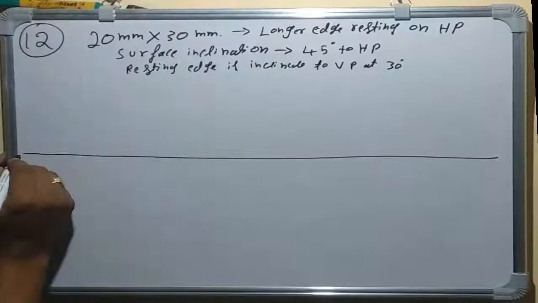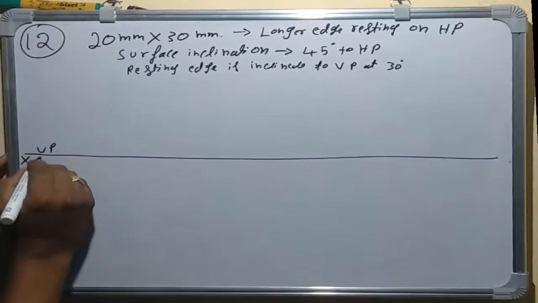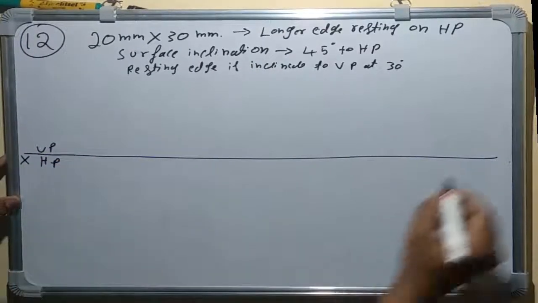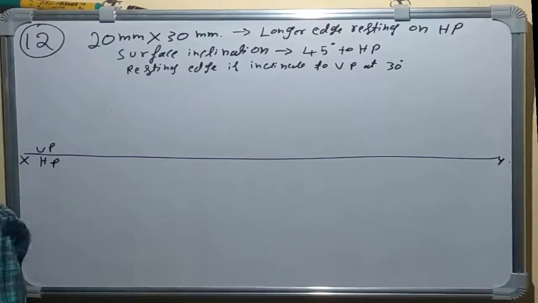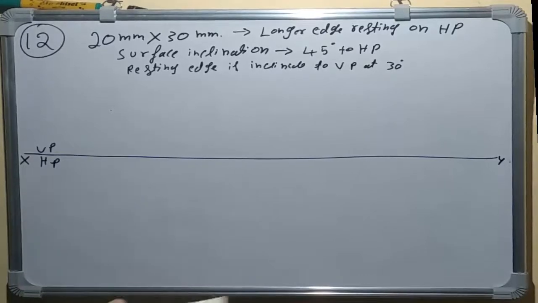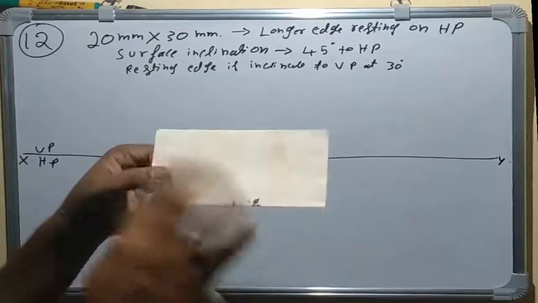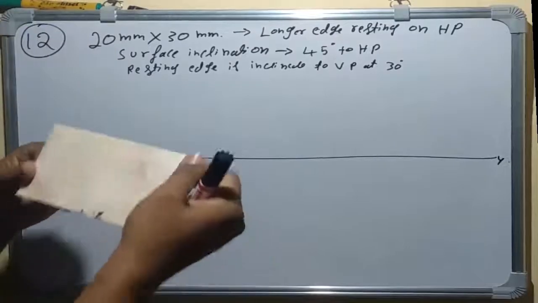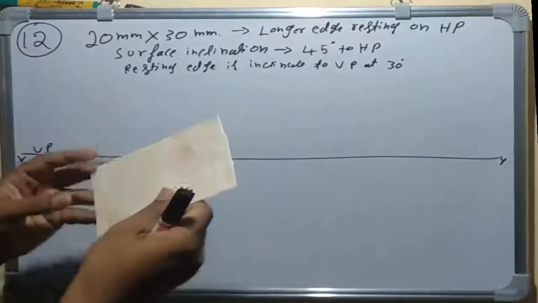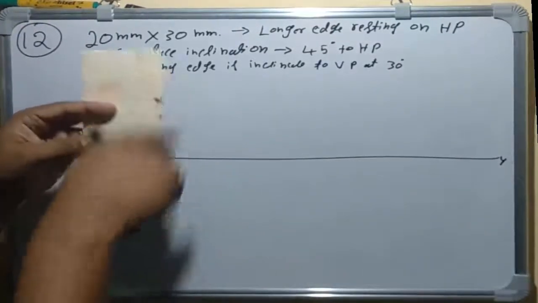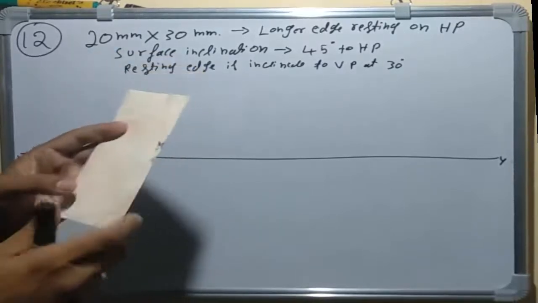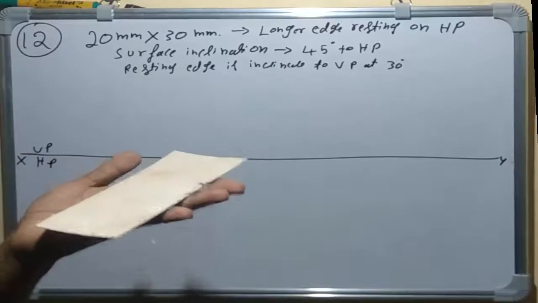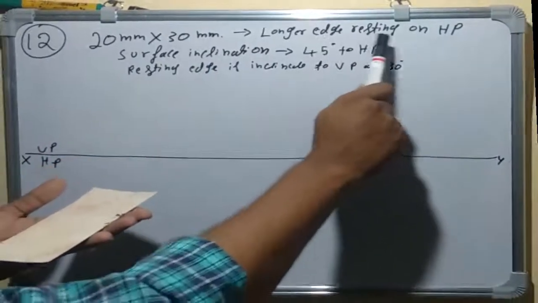So you can write XY here, with VP and HP coming below the XY line. Before going to the problem, I will explain with a plane surface. For example, you can see this is a rectangular lamina plane surface. They gave the dimensions 20 mm and 30 mm: the shorter edge is 20 and the longer edge is 30. So where is this resting? They gave that the longer edge is resting on HP.